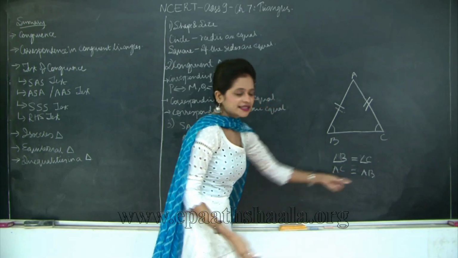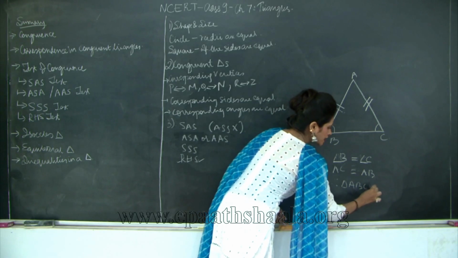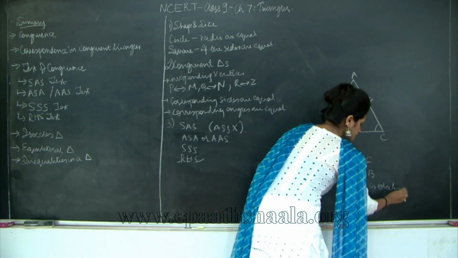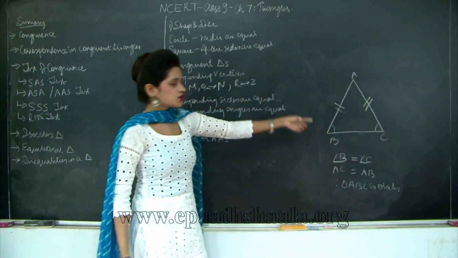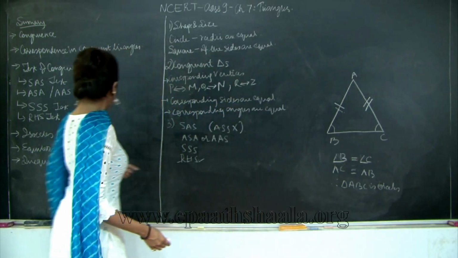Since I have two sides equal, I can say therefore triangle ABC is isosceles. So this one is just the converse of your isosceles triangle when the two sides are given to be equal.